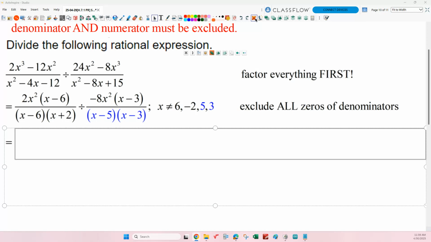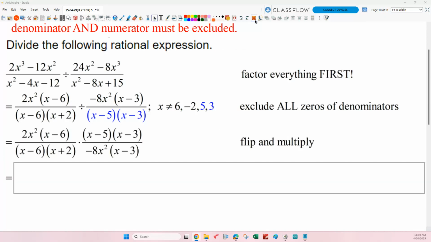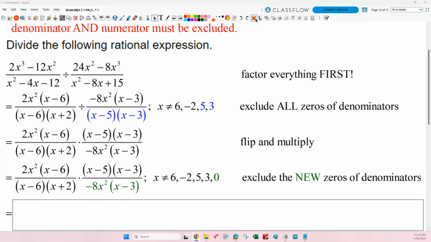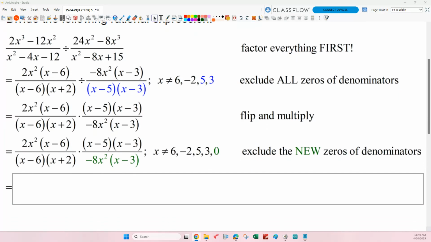Okay, what do we do at this stage? We've factored, so we have to flip it. So we're just rewriting this. This one just drops down, this one flips, and it changes to multiplication. What new 0 do I have then? 0, yep. So with dividing, we have to look at what values have to be excluded before we flip and then after we flip.